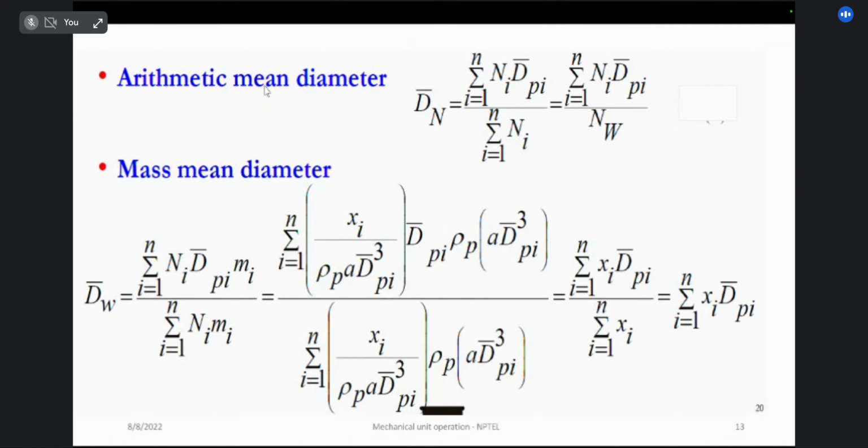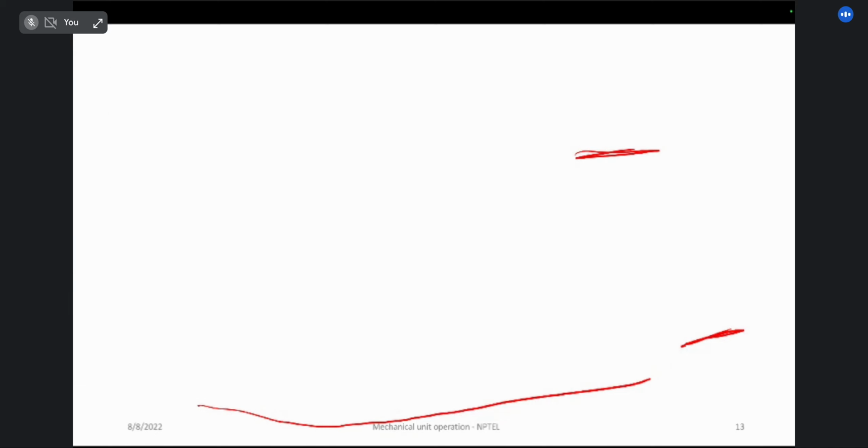Now the arithmetic mean diameter. For the arithmetic mean diameter, d bar n is equal to summation i equal to 1 to n Ni d bar pi upon N. Mass mean diameter, the same thing. This is the whole derivation, you don't need to follow it. At the end, this is the equation: d bar w is equal to summation i equal to 1 to n xi into d bar pi. So xi is the mass fraction multiplied by the average diameter. You just need to add all the mass fractions with their diameters, and then you will get the mass mean diameter. This is the mass mean diameter.